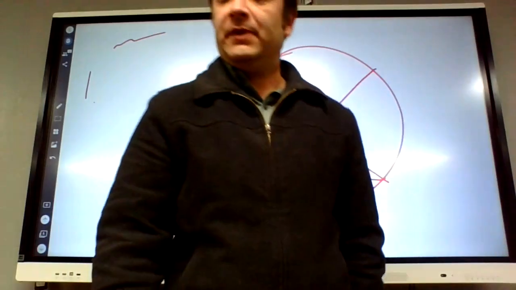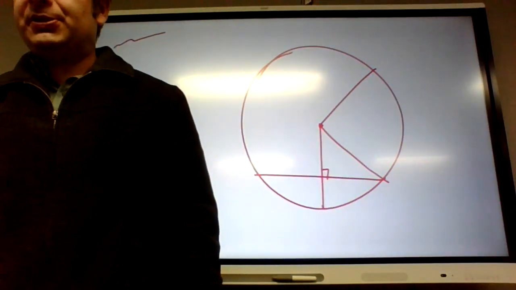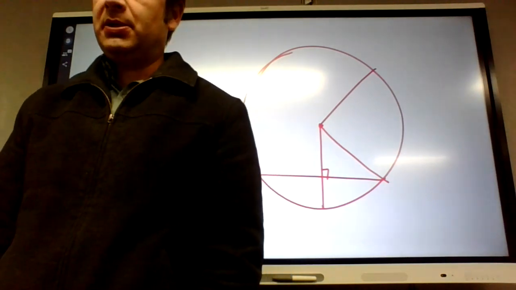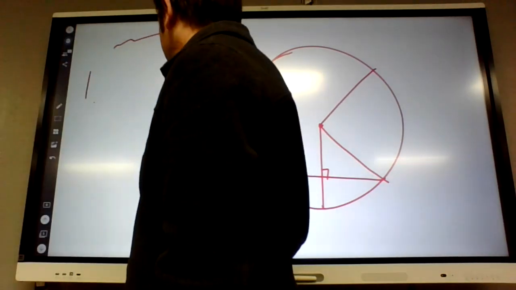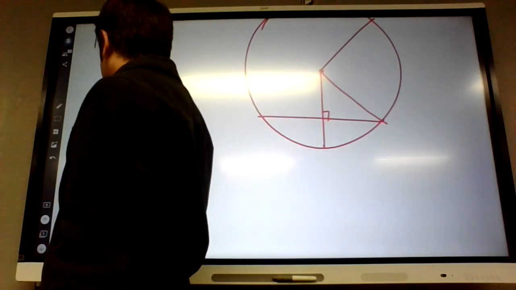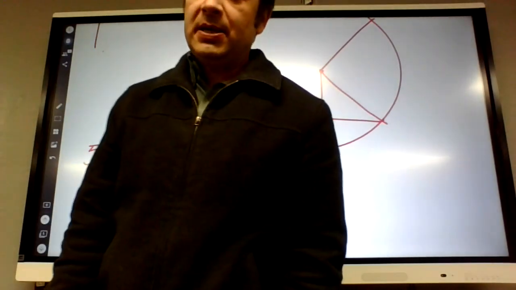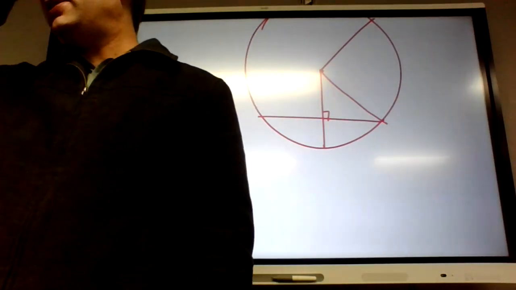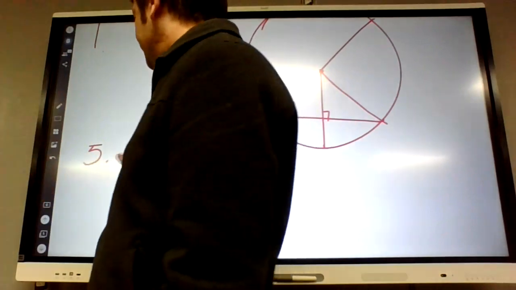Number 5 says FH is 30. So what is HN? 15, because it goes halfway across. There are 2 questions though. If FH is 30, JL is what? 30.